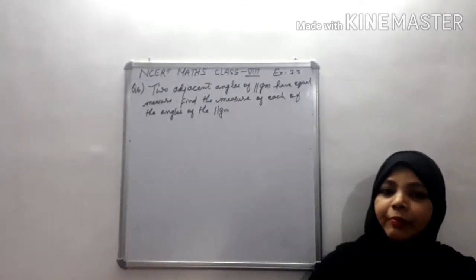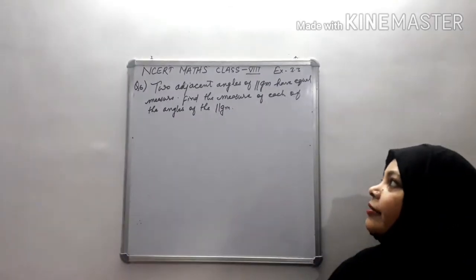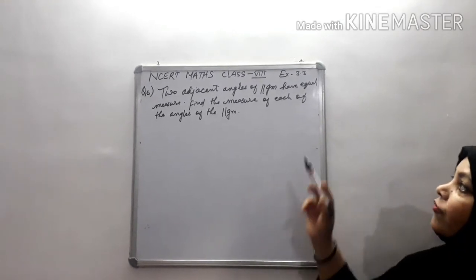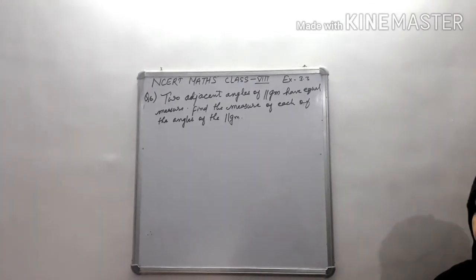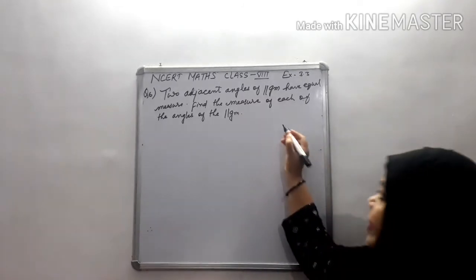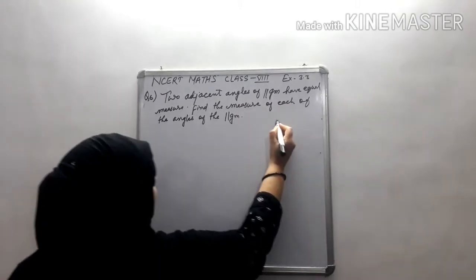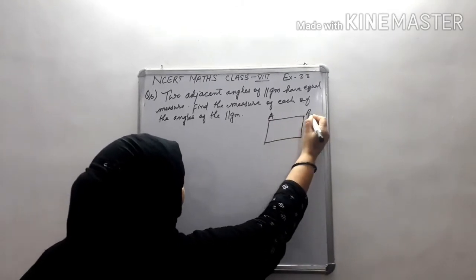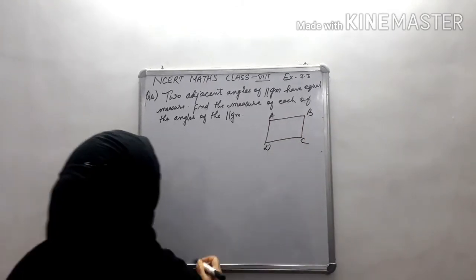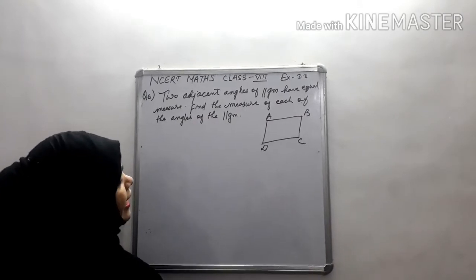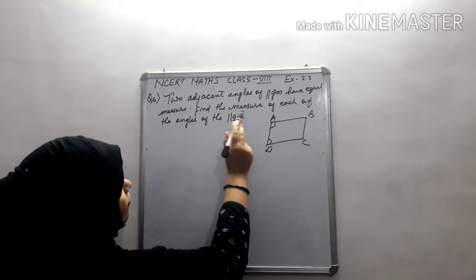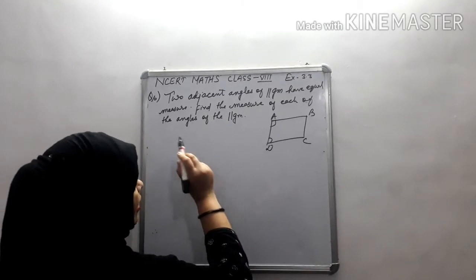Now let's come to question number 6. Here it is telling two adjacent angles of a parallelogram have equal measures. Okay? Find the measure of each of the angles of the parallelogram. Suppose that this is a parallelogram, ABCD is a parallelogram. Here it is telling the adjacent angles. Suppose that angles A and D are adjacent angles. Measure of adjacent angles is equal.